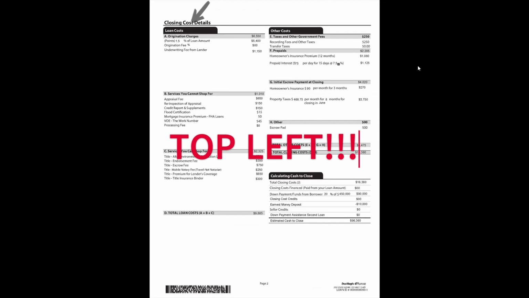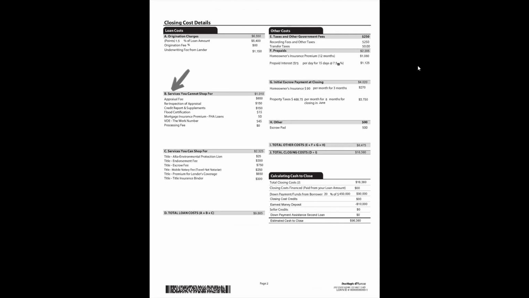Here on the top right, we're going to see our loan fees, our origination charges. Next, box B is going to have the services you can shop for. These are third-party fees. Box C is our other services you can shop for. These are only escrow and title fees. Box E has our recording fees from the county that the transaction is going to be recorded in. In this case, the county of Los Angeles is about $250.